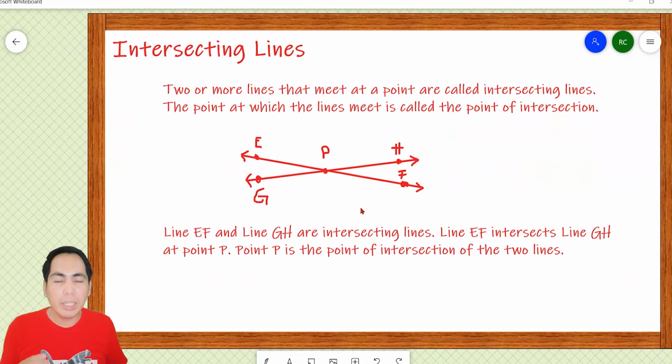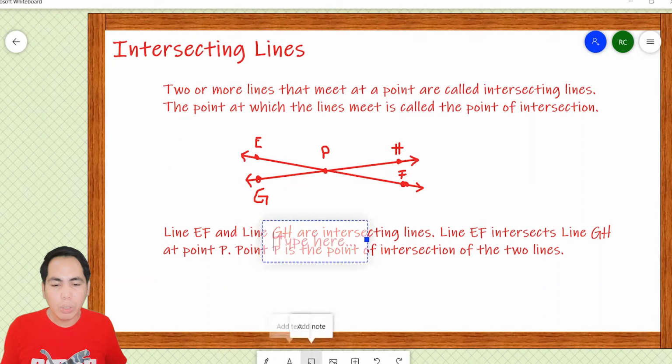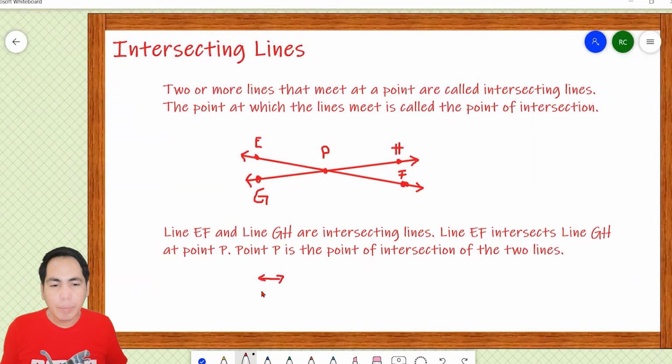We know that these two or more lines intersect when they meet at any point of the line. So in our example, the two lines meet at point P. That's why they are called intersecting lines. In symbols, we can also write it as line EF intersects line GH, or line GH intersects line EF.